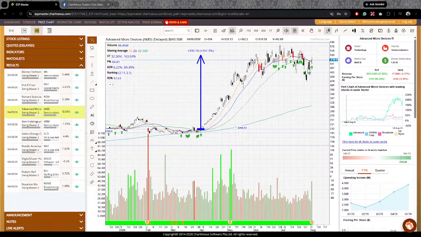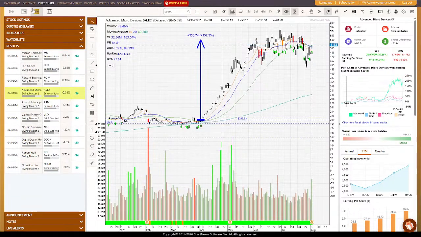What you're seeing on my screen right now is the ESP Master Pro software. This software is web-based. It is very simple and easy to use, and tonight I'm going to show you how we use it. The first thing I'll do is go to the screener interface. It's right over here.